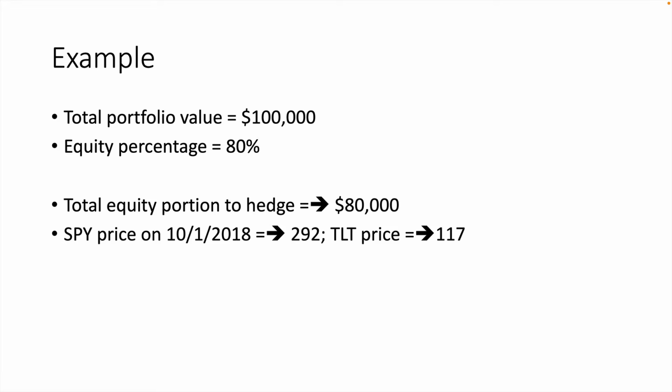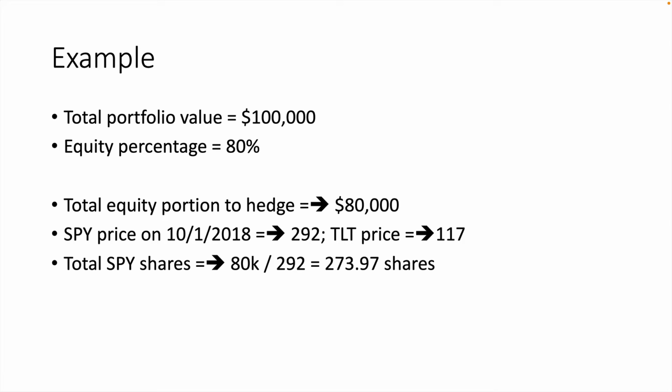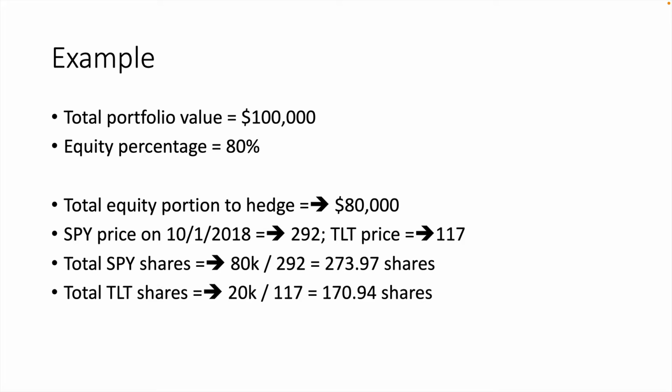80% times 100,000. So what we do is we look at the price of SPY on that particular date, which was October 1st, 2018. That's when we're starting this. That's $292, what it was trading, give or take a few cents. The TLT price was $117. So we take 80,000, divide it by 292, and that gives us basically 274 shares of SPY and 171 shares, I'm rounding, of TLT.